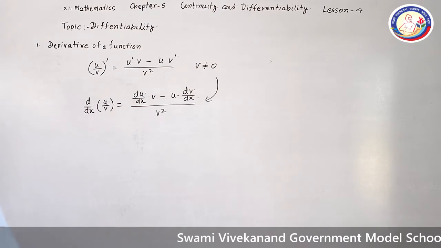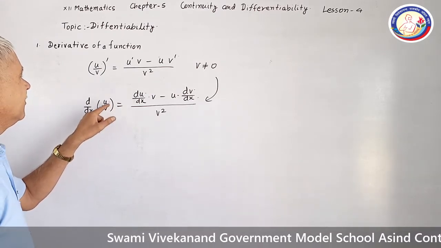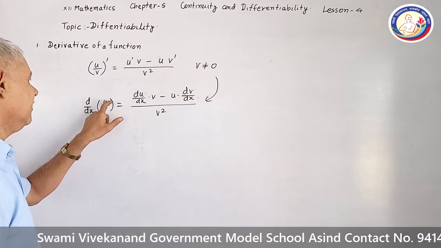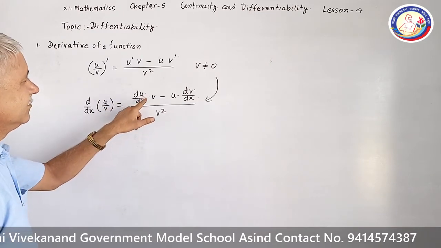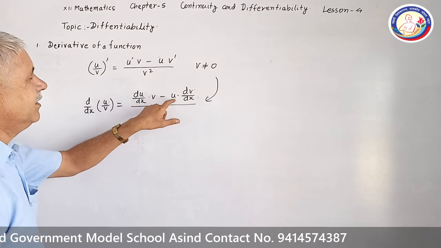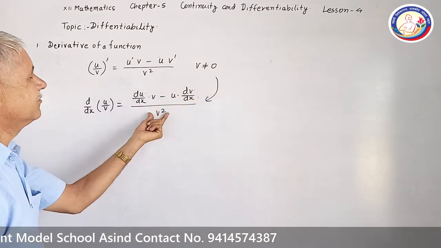So I am repeating again. The derivative of u by v: we call the first function u and v the second. Derivative of first into second minus first function into derivative of second, divided by v square.